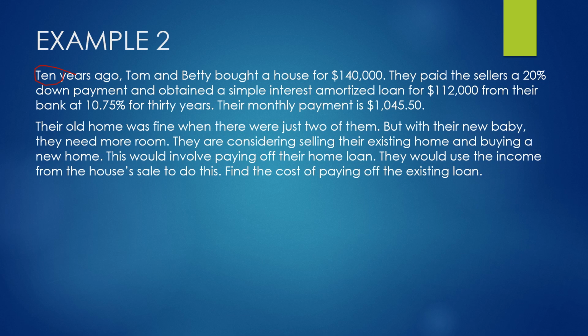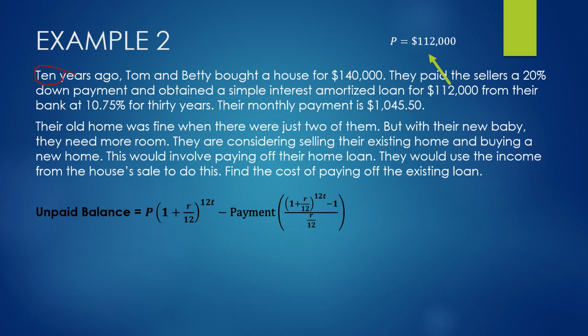Alright, so they've been paying on the loan for 10 years, and it tells us their monthly payment is $1,045.50. We're going to calculate how much they're going to have to pay to prepay the loan, so the unpaid balance. The principal is the amount that they financed. That's the $112,000.